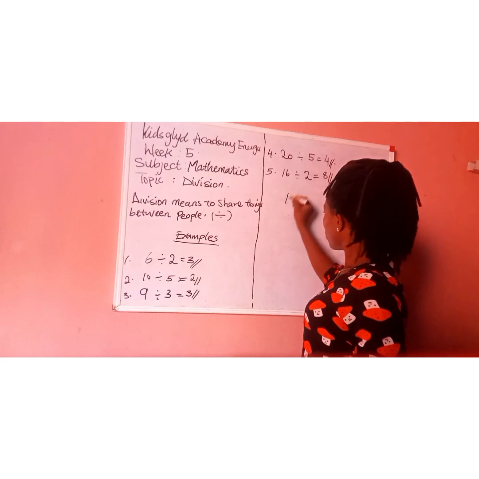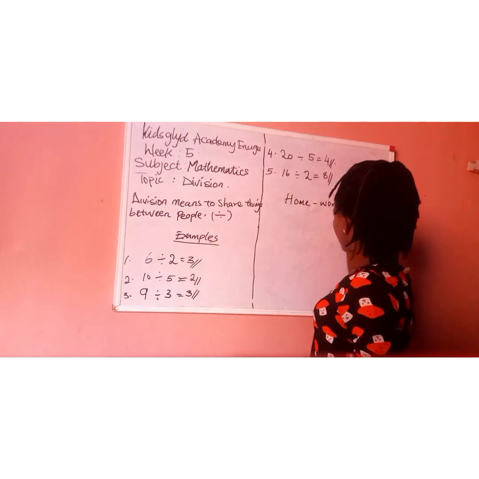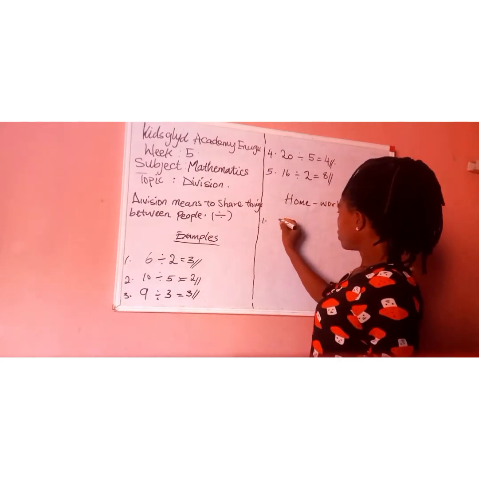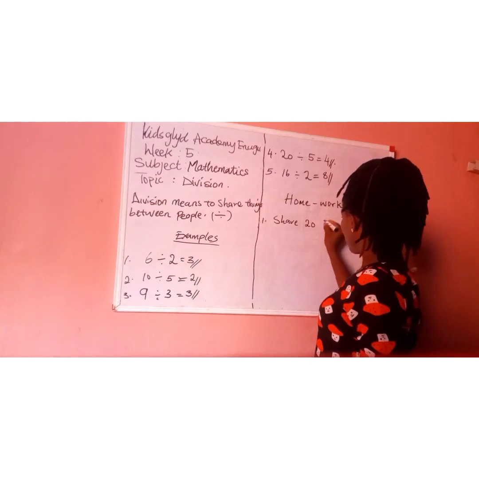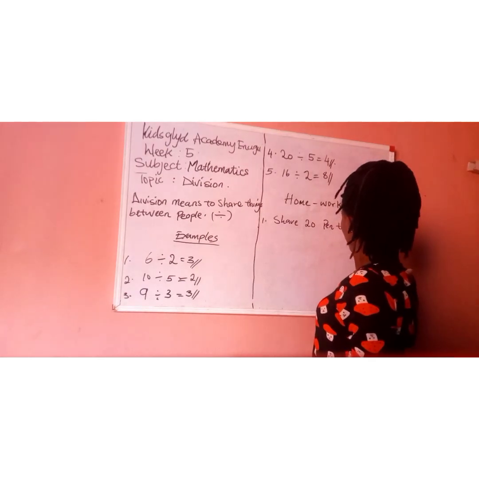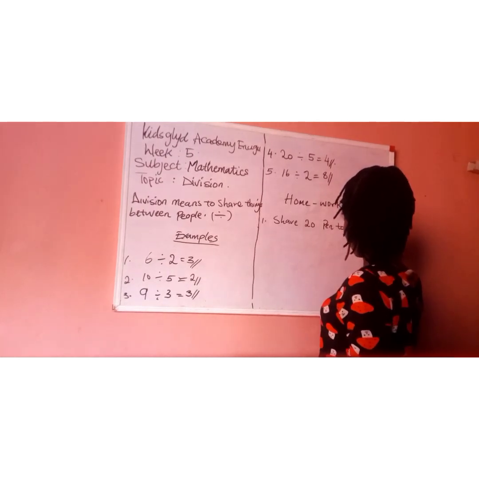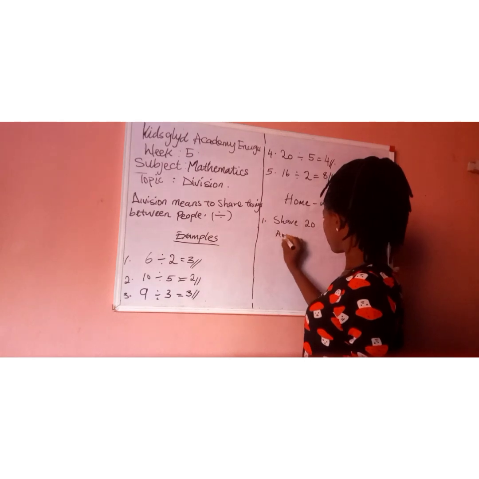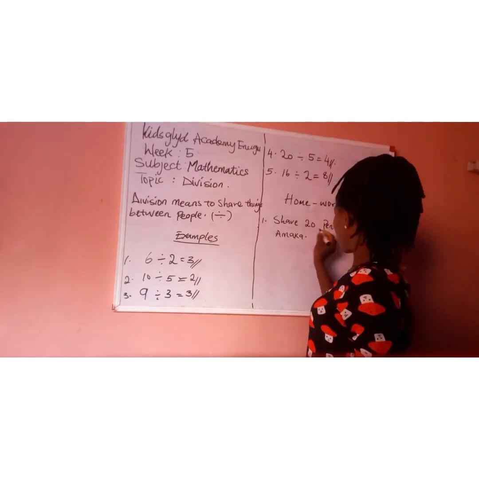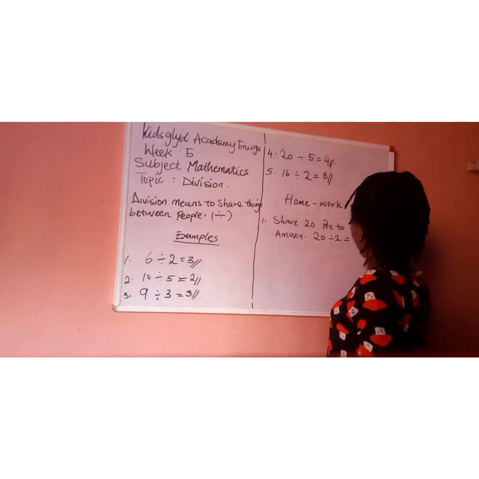Now this is your homework. Number 1. Share 20 between Emeka and Amaka. Remember, this simply means 20 divided by 2 equals what?